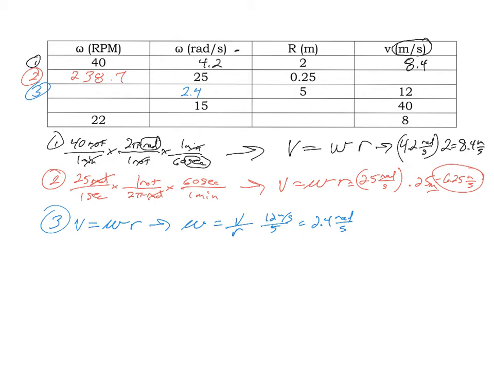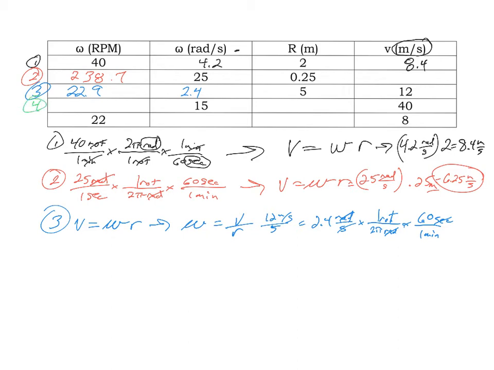And now I've got to get that to rotations per minute. So radians, there's 2 pi radians in 1 rotation by radians, and there is 60 seconds in 1 minute by seconds. So it's 2.4 times 60 divided by 2 pi. 22.9 rotations per minute.